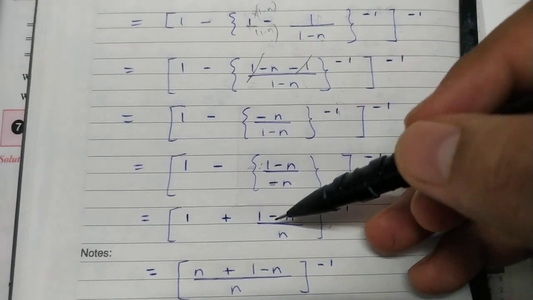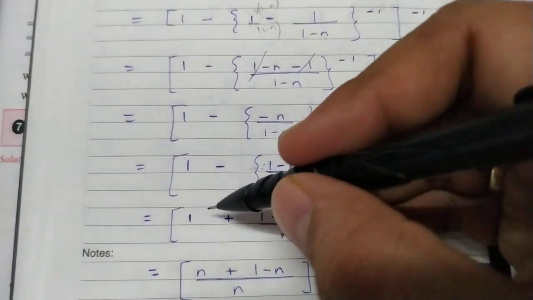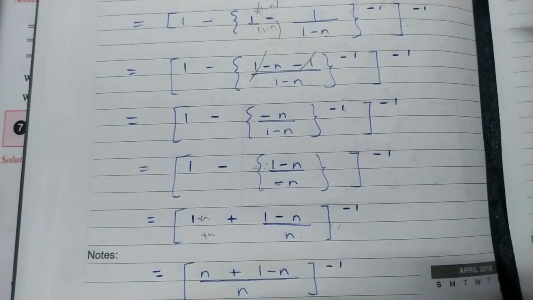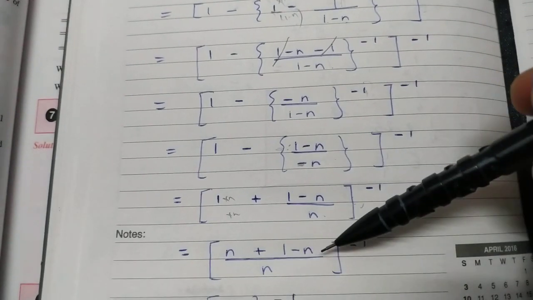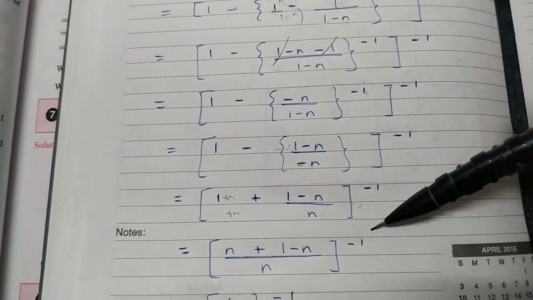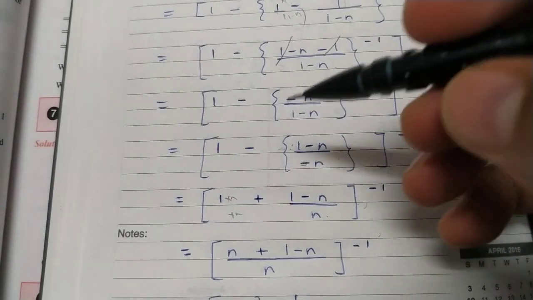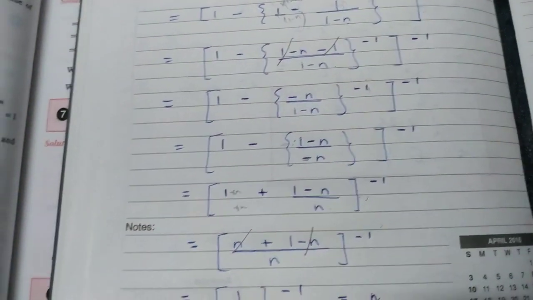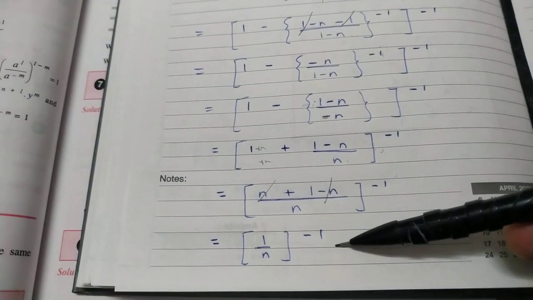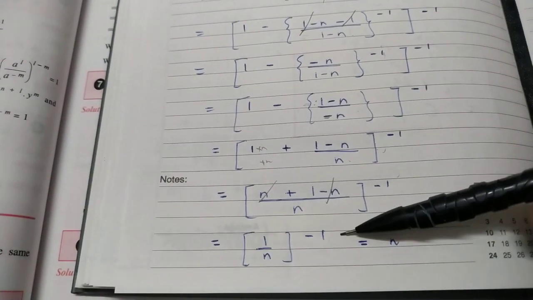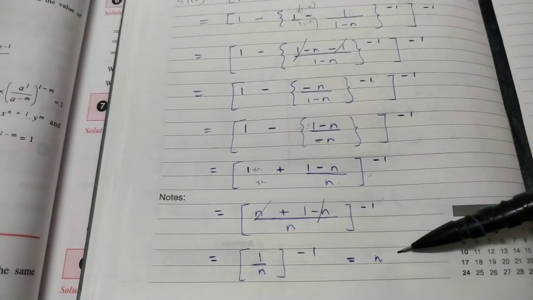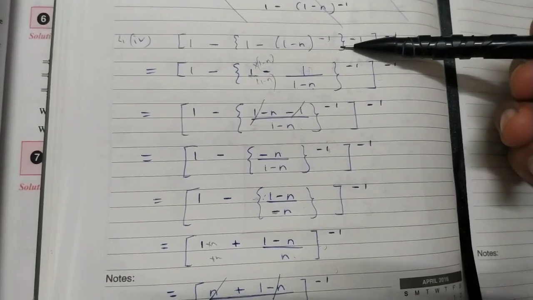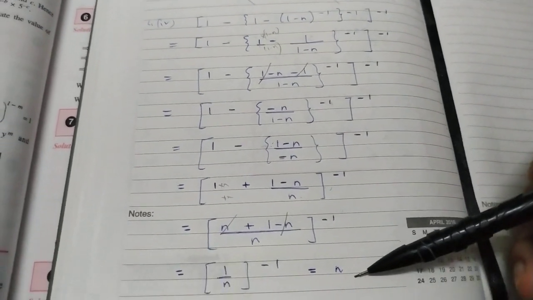Let's solve the inner part of the brackets first. Again, the LCM is n, so into n into n. So that becomes n plus 1 minus n, then the common denominator is n. The power is minus 1. Here again n and minus n get cancelled, so it's 1 upon n raised to minus 1. And now we'll have to do reciprocal again. And the final answer is n. Often in life, what seems to be too complicated turns out to be something very simple.